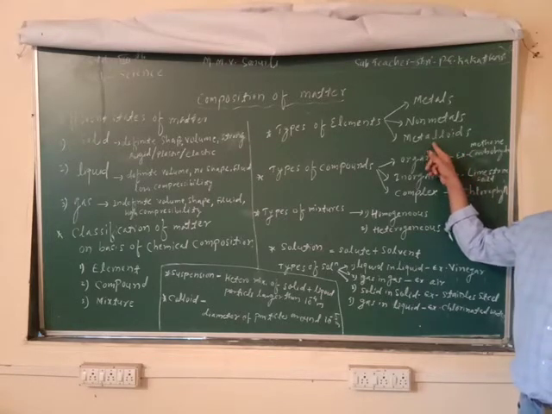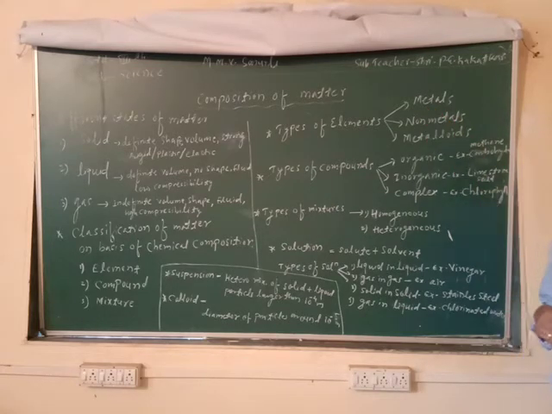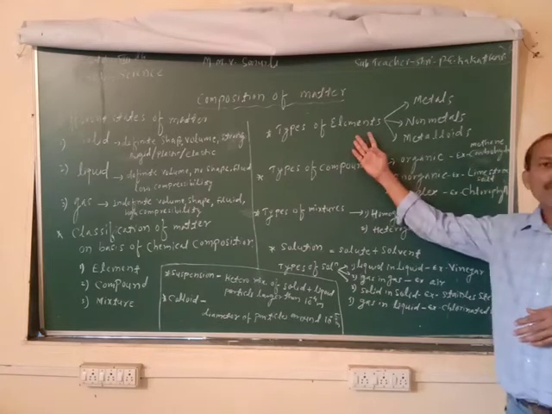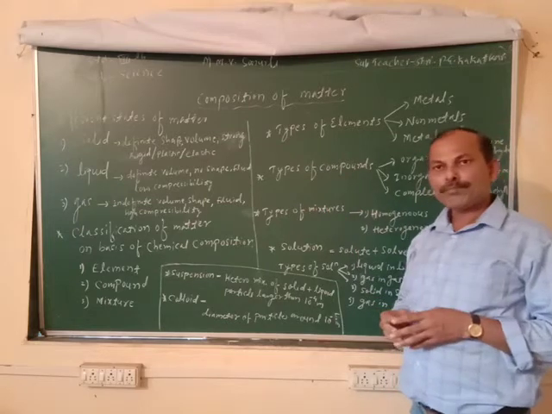Will you tell me the examples of metals? Right? Aluminium, gold, Fe, iron. These are some examples of metals. And examples of non-metals: carbon, oxygen, nitrogen. These are some examples of non-metals. So these are the types of elements. Then we will see about types of compounds.